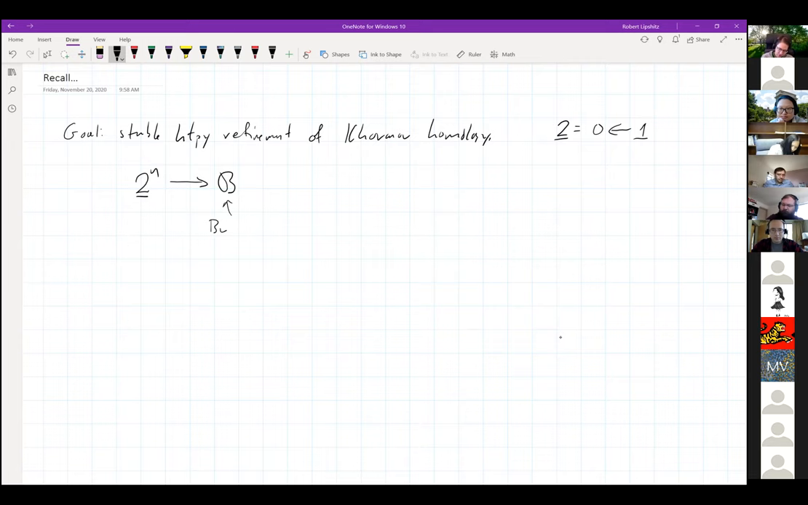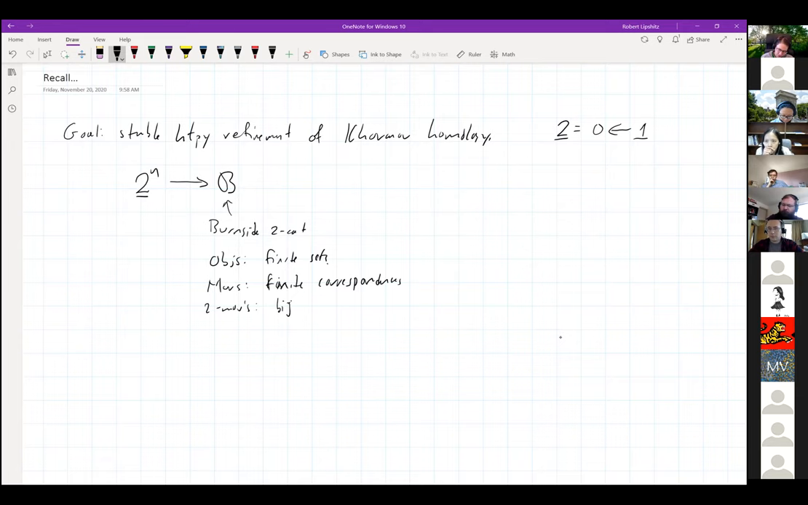So this had objects, finite sets, and morphisms were correspondences, finite correspondences, which is the same as saying matrices of sets, and two-morphisms are bijections of correspondences, or sets of bijections, sorry, matrices of bijections. And then we talked about a couple of ways that there's a functor from the Burnside category to spectra or spaces, CW complexes or spectra.